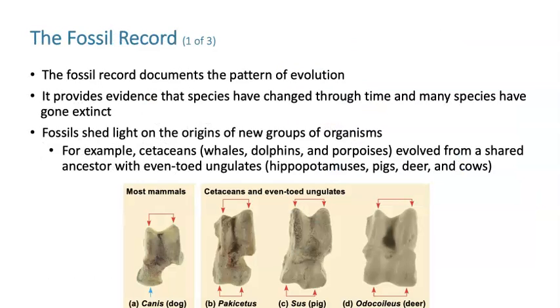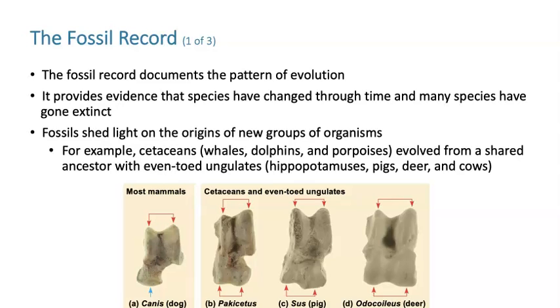The next big topic that we're going to talk about is the fossil record. And the fossil record really does document the pattern of evolution that we see. It provides just a ton of amazing evidence that species have changed through time, and that, in fact, many species have gone extinct, like Cuvier talked about. Fossils shed light on the origins of new groups and organisms. So here we have the evolution of cetaceans.